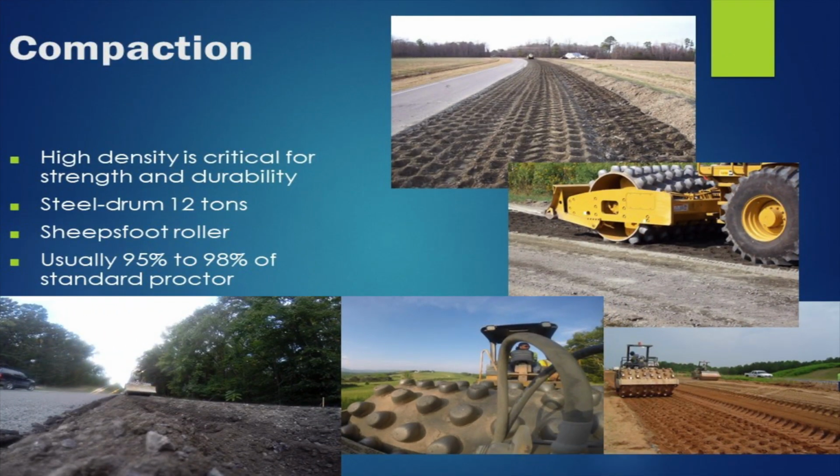Compaction is absolutely critical. We spoke of it earlier. We really want a steel drum roller, 12 tons, a sheep foot initial pass to get your densities. You really want to achieve the 95 to 98%. Then you come back through with the steel drum. The steel drum will then provide that aesthetic look and that ride you're looking for.